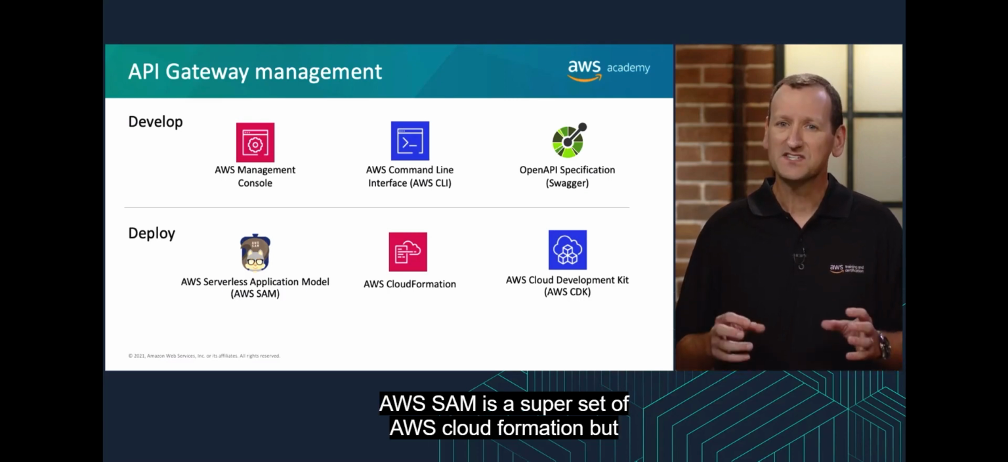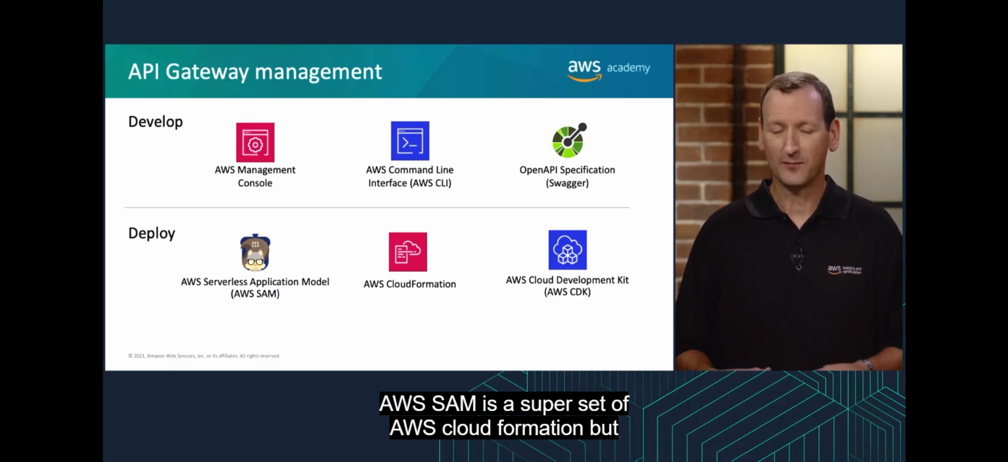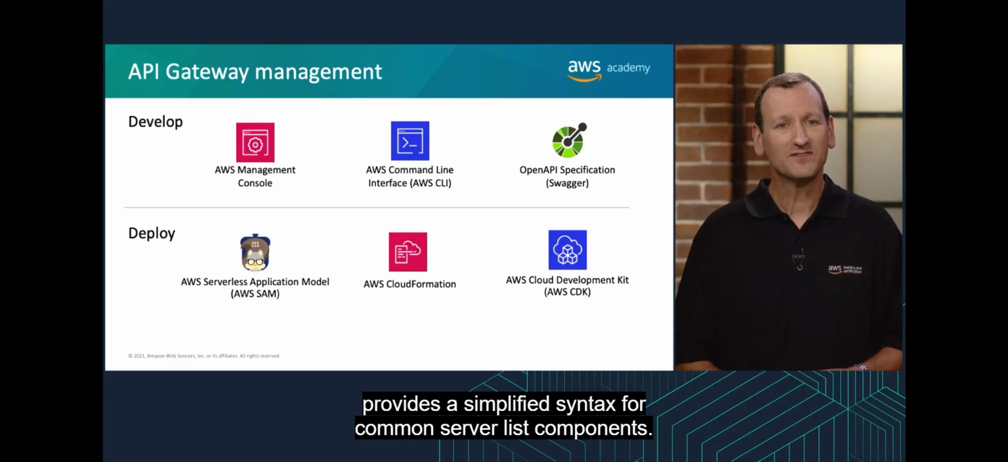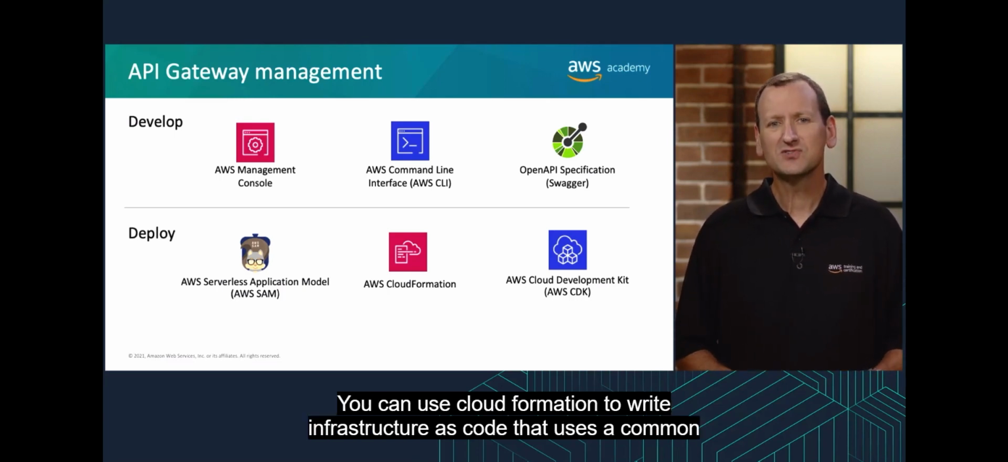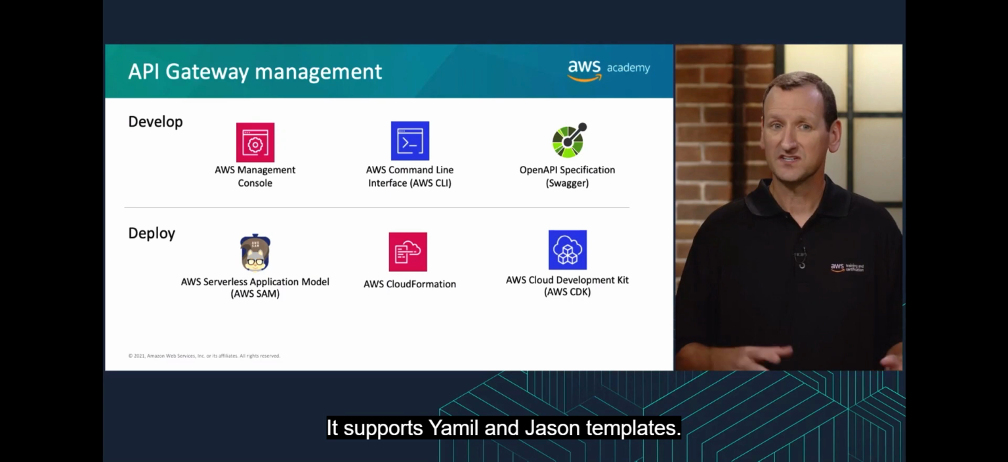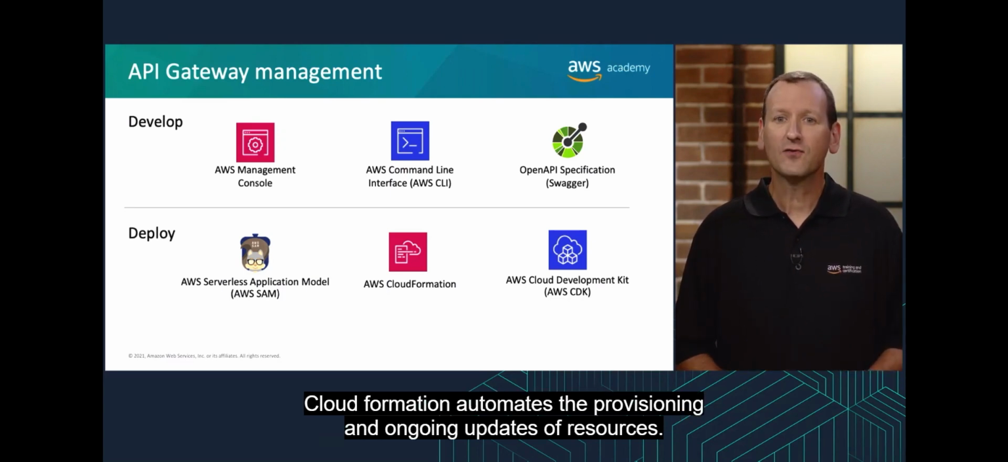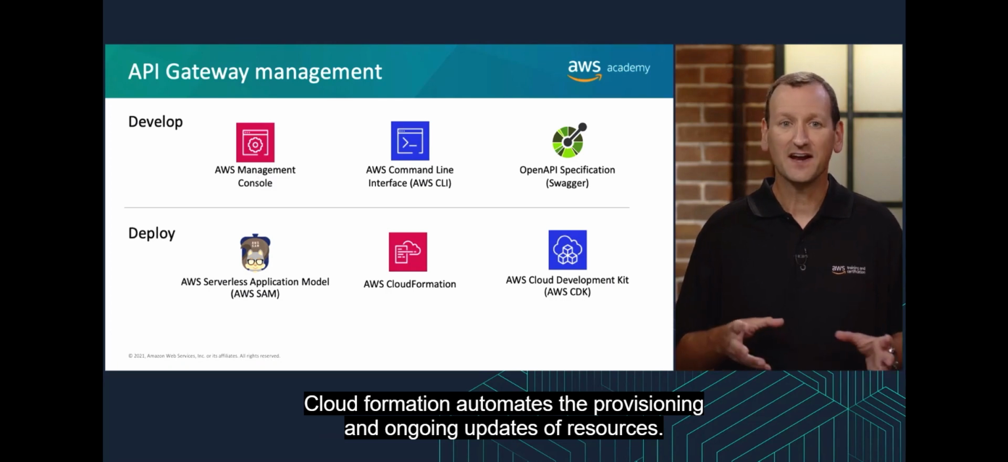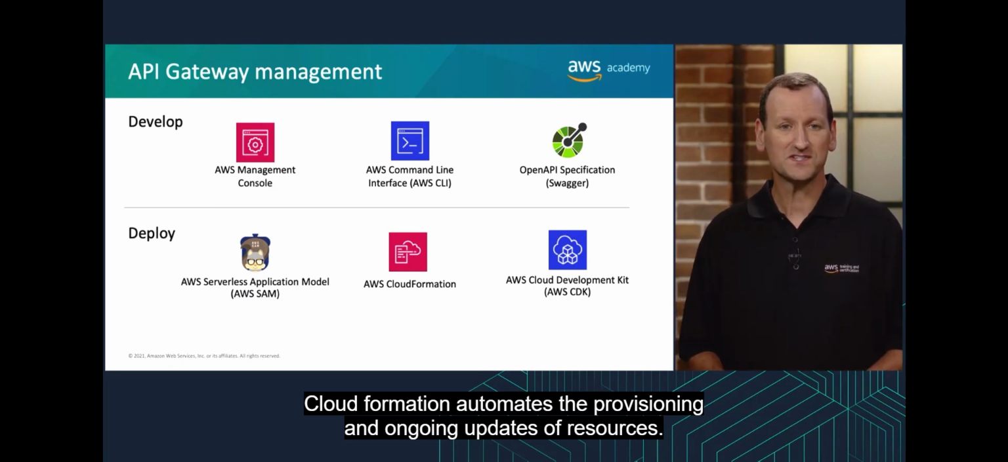AWS SAM is a superset of AWS CloudFormation, but provides a simplified syntax for common serverless components. You can use CloudFormation to write infrastructure as code that uses a common language. It supports YAML and JSON templates. CloudFormation automates the provisioning and ongoing updates of resources.